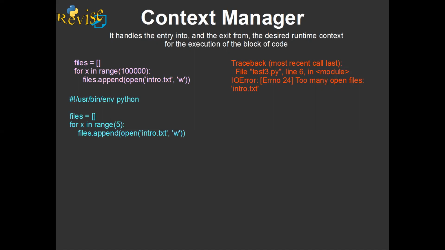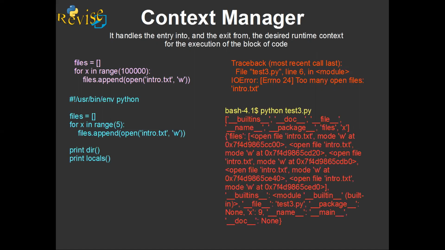Before handling it, let's see what's there. Rather than taking a huge number, let's say only 5. This works perfectly, but what's there in memory? First we print dir, we get files and x. Now look at the locals variable. As you can see, inside the files key there are too many open intro.txt in our memory. This is bad. It should not be like that, because once you open a file you should close it properly.